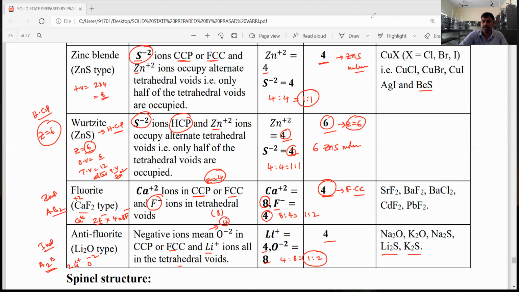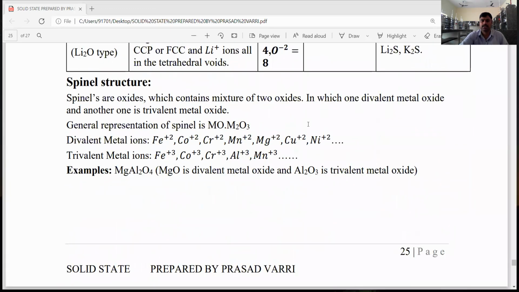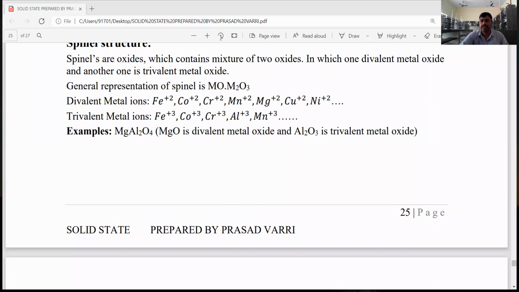Okay, dear students, the last important concept, mainly for advanced level only, is called spinel structures. Spinels are nothing but oxides only. What is the meaning of spinels, dear students? Spinels are nothing but mixed oxides. Two oxides are present: a divalent metal oxide and a trivalent metal oxide.